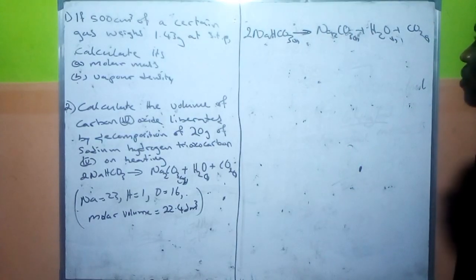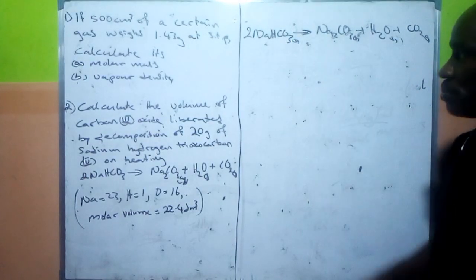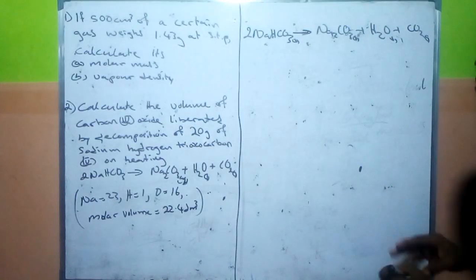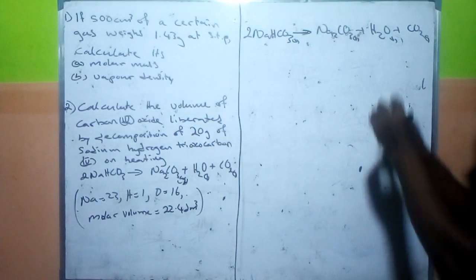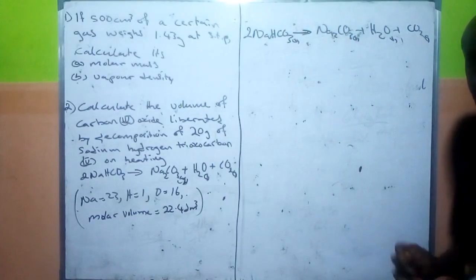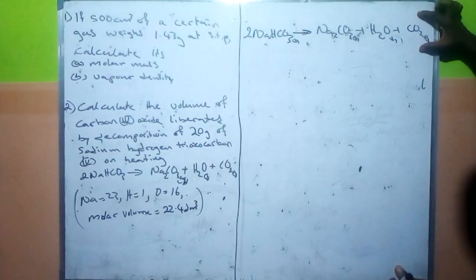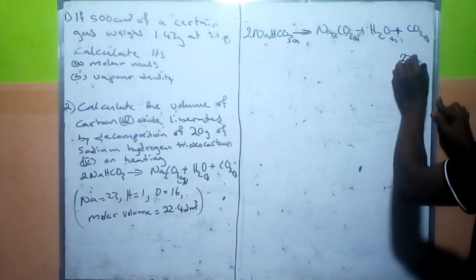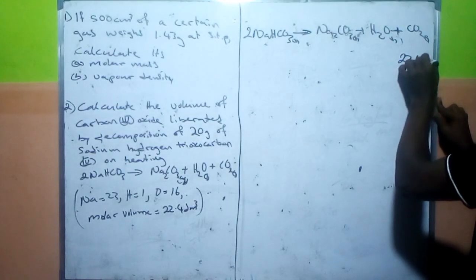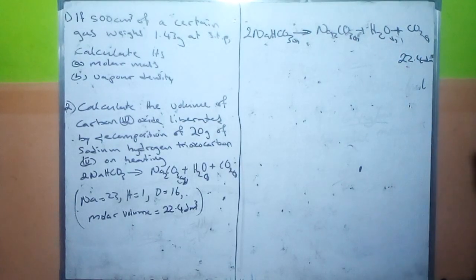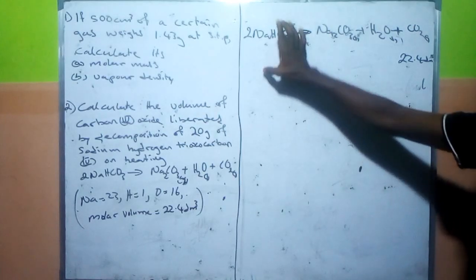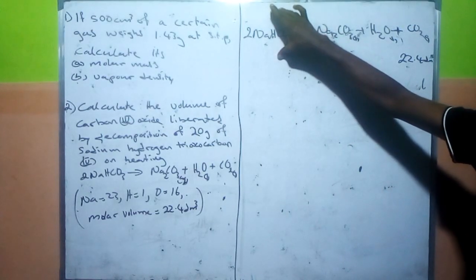Now look at what we have from this balanced chemical equation. Because we are looking for volume, this is an ideal environment at STP. At STP, it means that 22.4 dm3 is what will be liberated when this sodium hydrogen trioxocarbonate reacts.